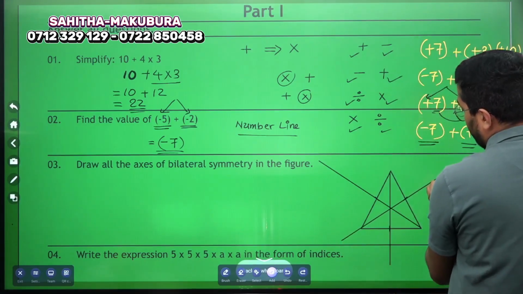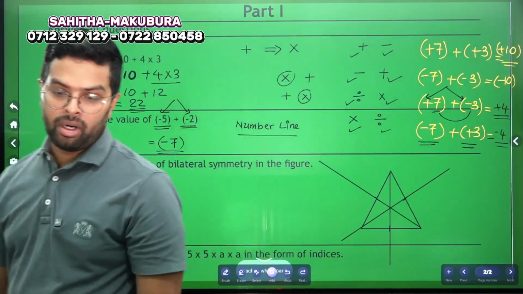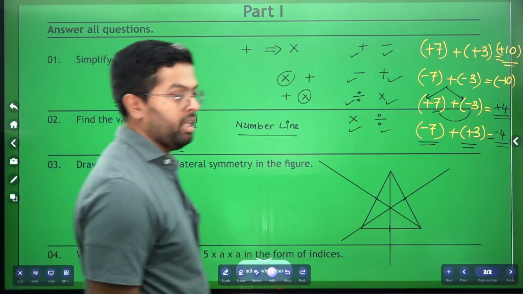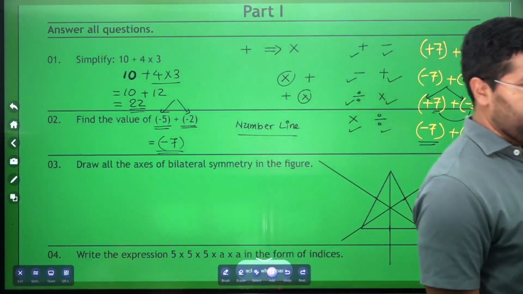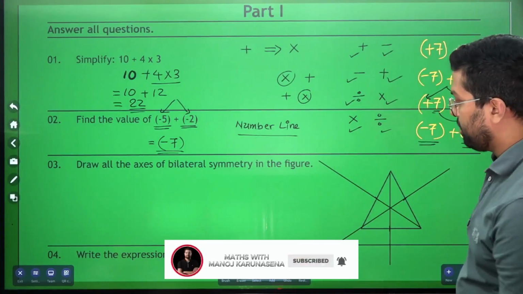This one also, there also you will be getting a bilateral symmetric figure. So in total we have 3 axes of symmetry for a triangle.